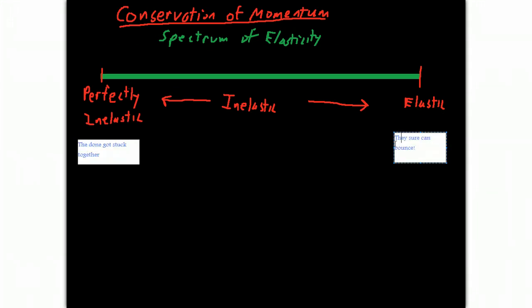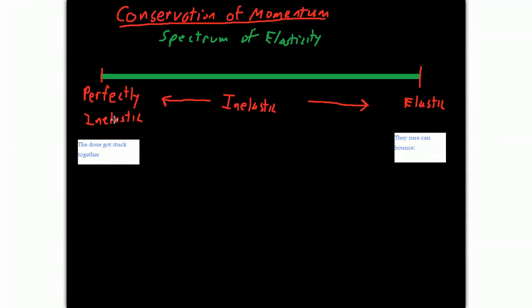Under elastic, they sure can bounce. That's the idea behind an elastic collision. They bounce like crazy. With perfectly inelastic, they done got stuck together. That's the best explanation for it. You never have a perfectly inelastic collision where they don't get stuck together. That's the definition of it. That's the nature of it.